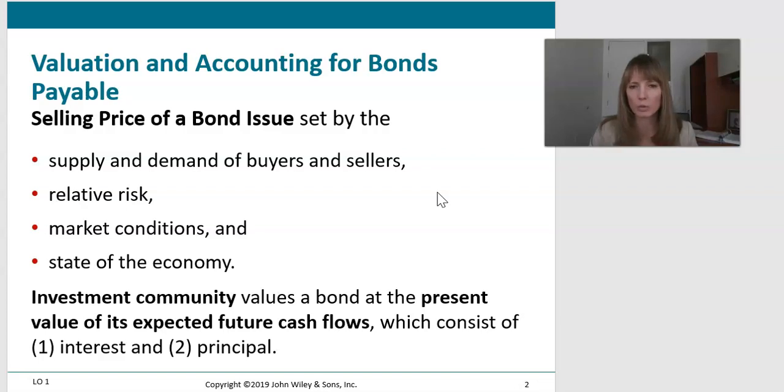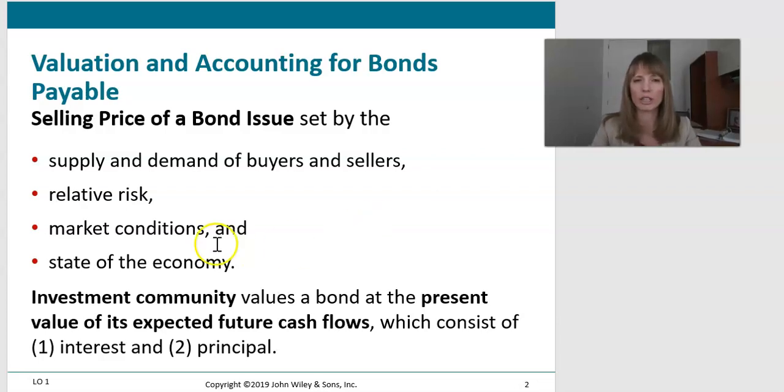The bond's price at issuance, as we saw in an optional video, is equal to the present value of its expected future cash flows. Those cash flows consist of the interest. Remember, the interest is determined by the face value of the bond multiplied by the stated rate on that bond, and also the amount of principal or maturity value or face value on the bonds.